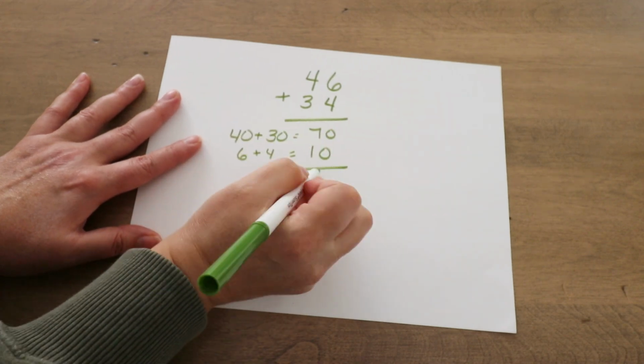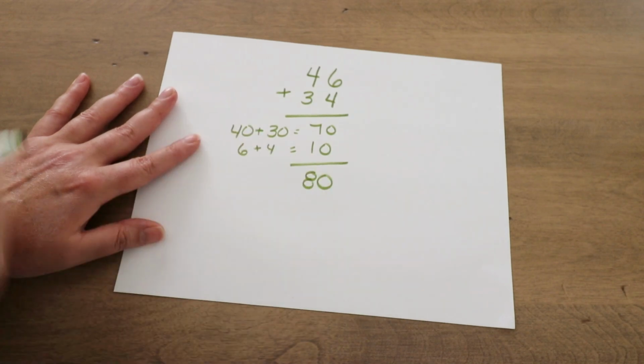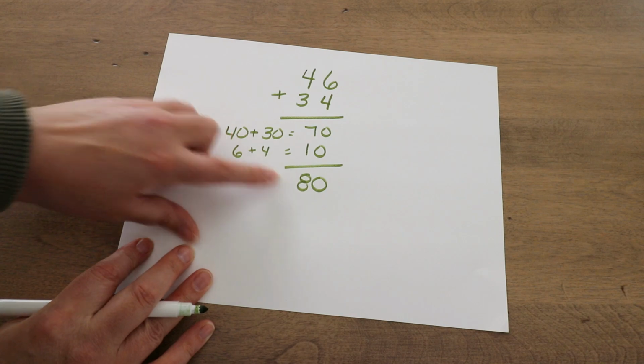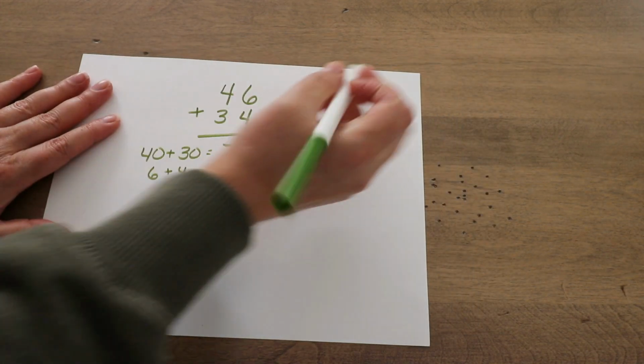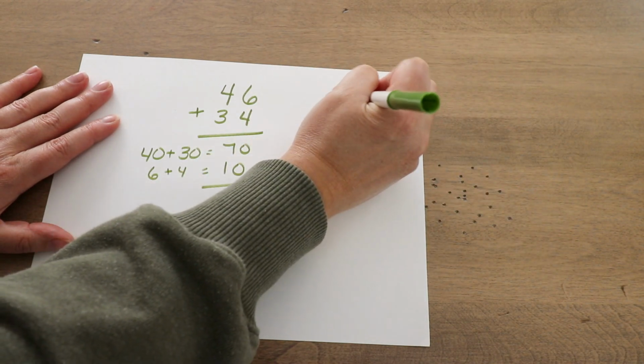Then students will add that together. Well, 70 plus 10 is 80. That's just a simpler way for them to break apart the numbers and get the solution. And as you can see, when there is regrouping, it's really no problem. Students can also do this with 3-digit numbers. I mean, really it can go as high as you need.